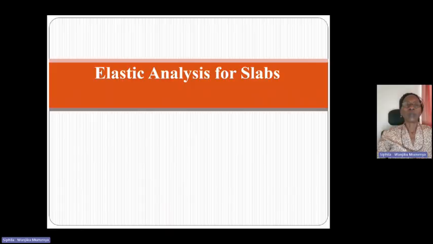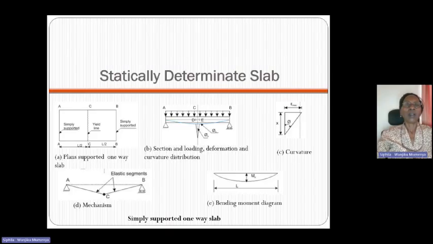And we'll be looking at the elastic analysis itself. For the statically determinate slab, you note that if it is statically determinate, then this is the slab with the sizes AA, BB, AB, and AB down there. The two opposite sides are simply supported. If we give it a loading, shown as that, then the section, loading, deformation and curvature distribution will be as shown with the simply supported.